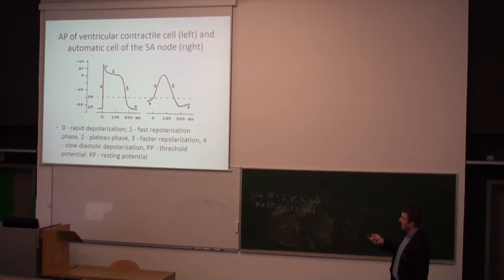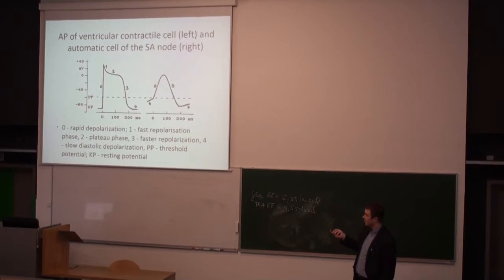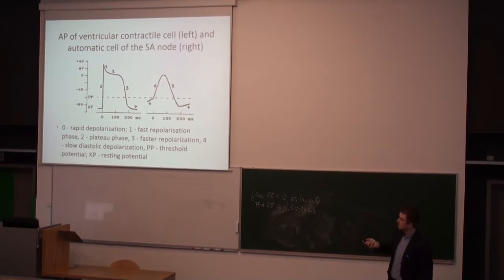The first, as you see here, you can define the resting membrane potential. Simply, here is some rest, and in this time, the cell waits for the signal coming from the Purkinje fibers.